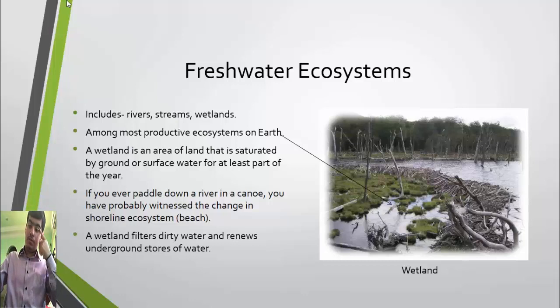A wetland filters dirty water and renews underground stores. What? How does it make sense that it filters dirty water? Oh yeah, it's possible actually. So a wetland contains something that cleans the dirty water found in the fresh water. That is a benefit for the plants.